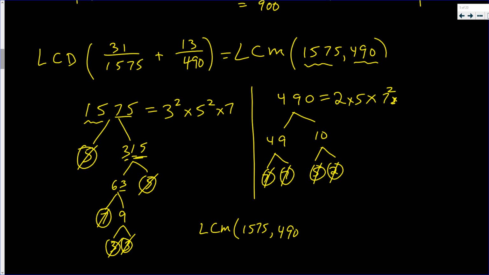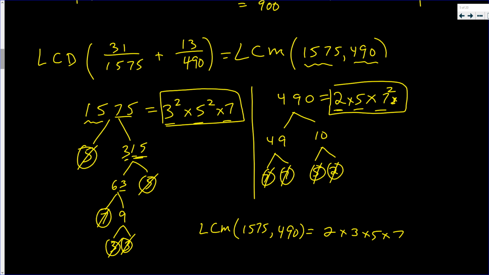So the LCM of 1575 and 490, well, there's 2 as a prime, there's 3 being used as a prime, there's 5 being used as a prime, and 7. Those are the 4 different prime numbers that you see here and here. Okay, 2. I don't see any power of 2 here, so let me put the 1s first. And I see a power of 1 there. That's the largest power of 2 that I see, 1.